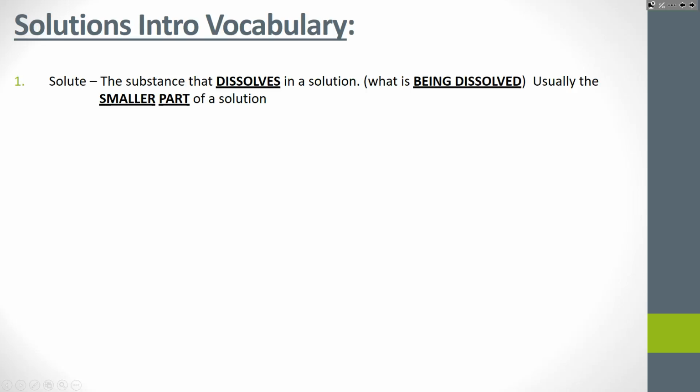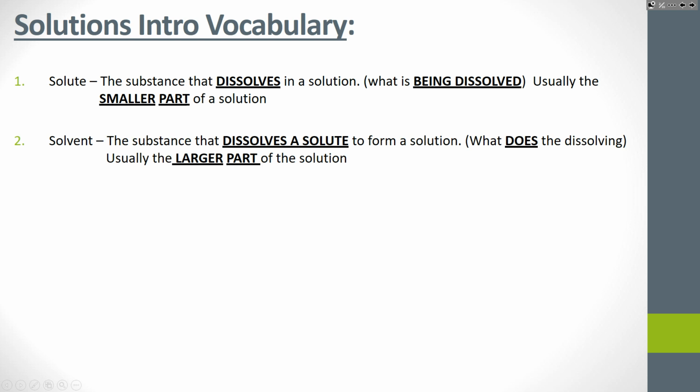The solute is the substance that actually gets dissolved. If you're thinking about making iced tea or hot chocolate, it's the powder that you put into the water that is going to be your solute. It's the thing getting dissolved. It's usually the smaller part of the solution. Not always, but typically it is the smaller of the two parts of that mixture or solution.